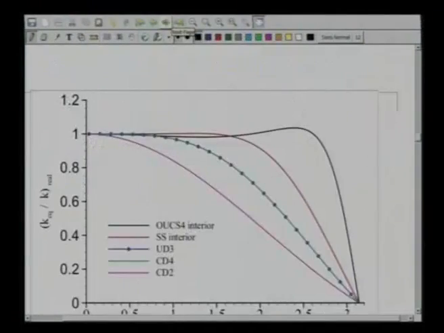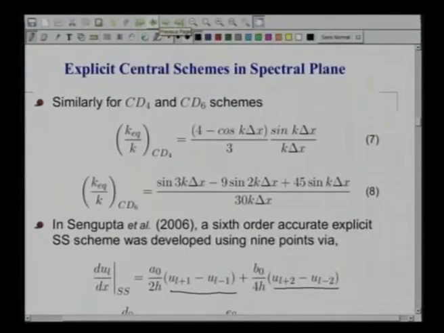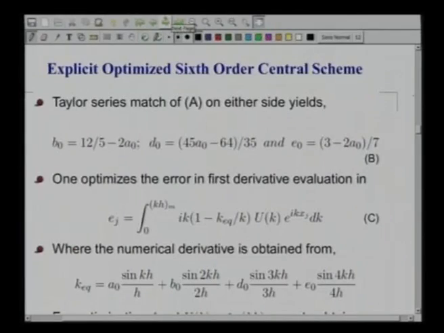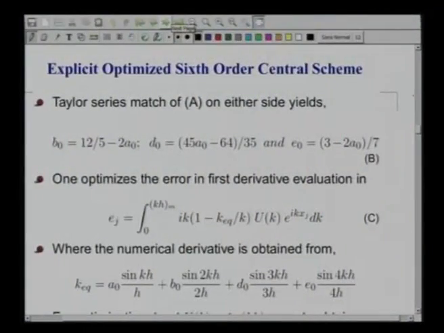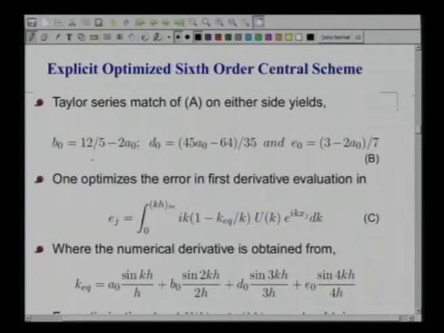Why? Because you can see that these terms appear pairwise with a minus sign in between. So, if you do a Taylor series, this will only retain the odd derivatives, and all even derivative terms drop out. Then you successively equate the odd derivatives on the left and right hand side, and write everything in terms of one parameter. Here we have used a naught as the parameter, and matching the Taylor series we get expressions for b naught, d naught and e naught in terms of the parameter a naught.